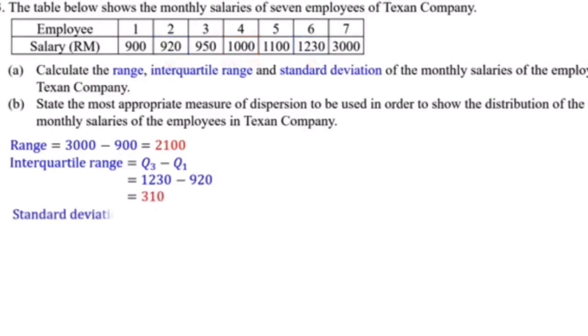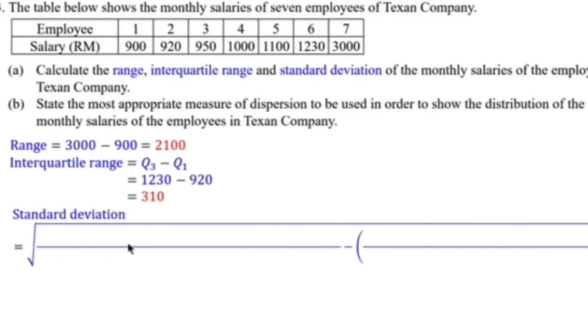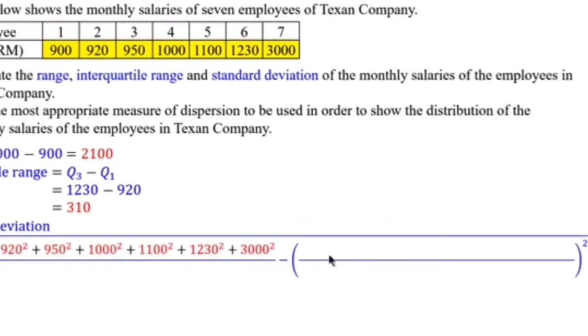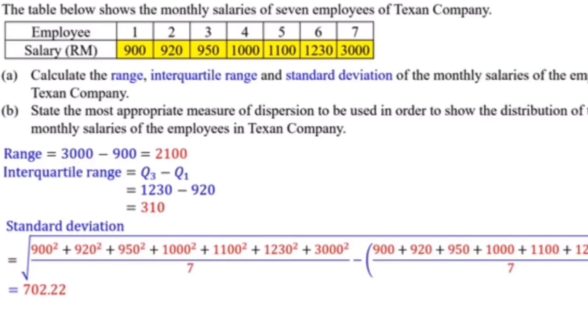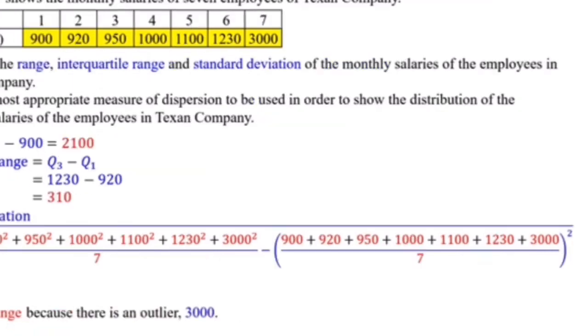So we will find the sum of data square. So 900 square plus 920 square plus 950 square plus 1000 square plus 1100 square plus 1230 square plus 3000 square over 7 minus the mean square. Mean, you have to sum up everything, then divide by 7, then don't forget to square the mean, and then you just square root your answer to get the standard deviation. Okay, so you need to double check carefully. Okay, the answer is 702.22. So interquartile range is the most appropriate measure of dispersion due to the existence of outlier 3000.